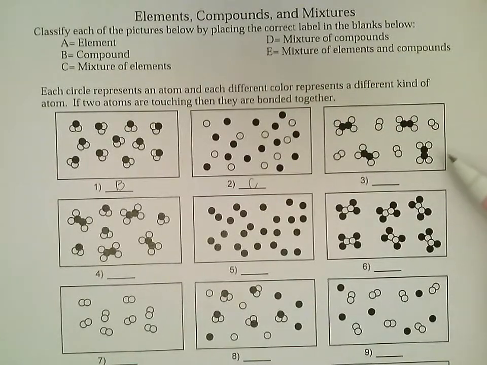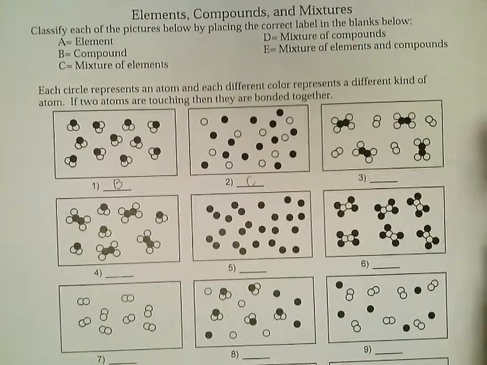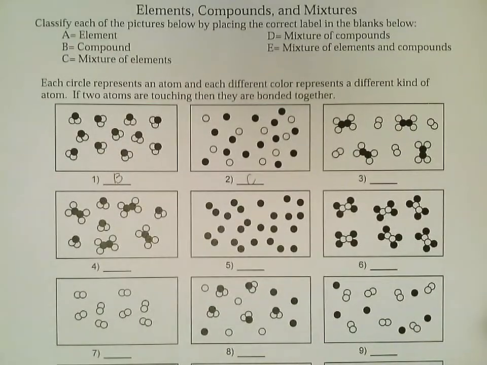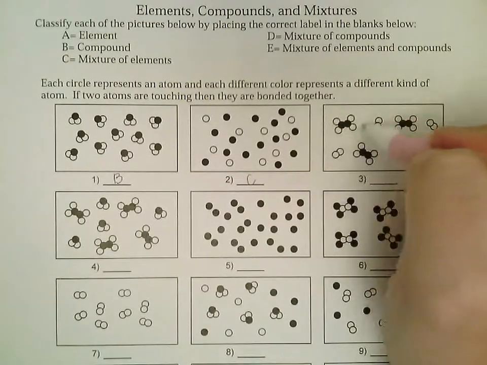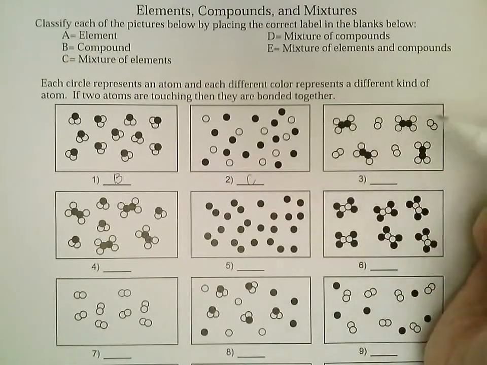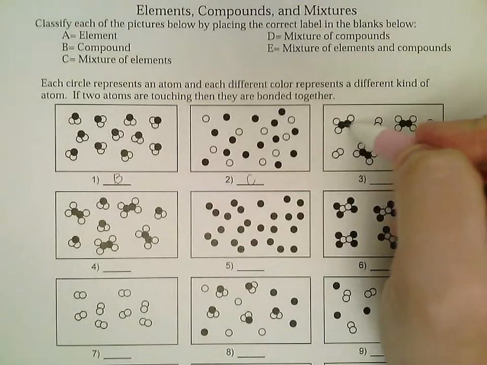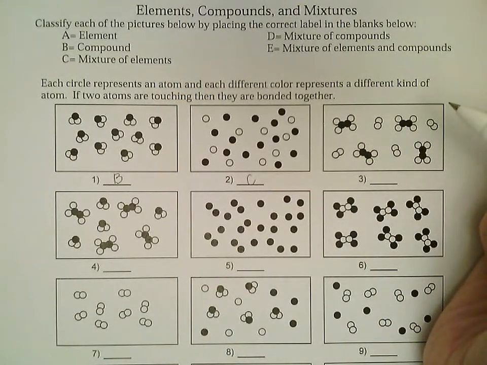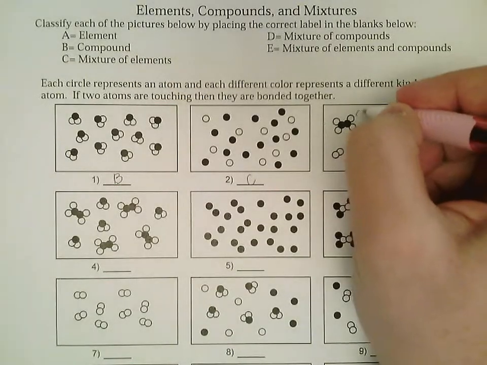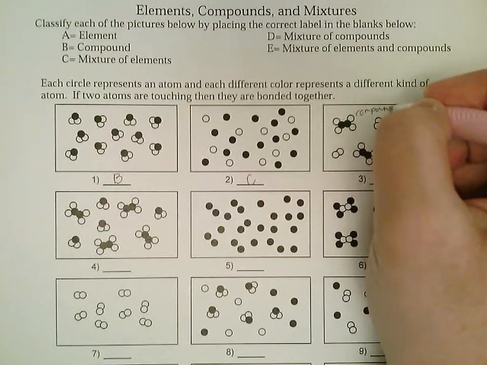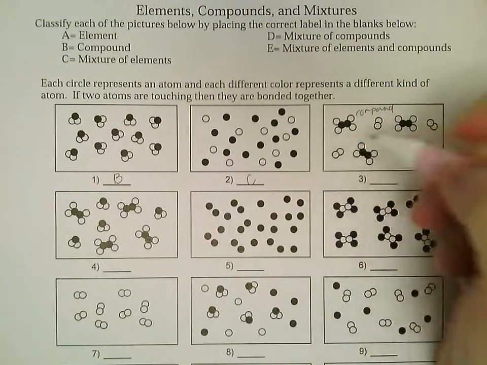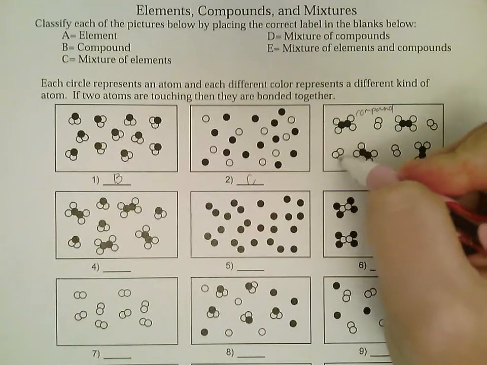Let's check out number 3 over here. These are not all the same, so I automatically know this has to be a mixture. So now I need to decide, is it a mixture of elements, compounds, or elements and compounds? So let's check this first one out. I have 4 uncolored dots and 2 colored dots touching, so I know that that's a compound. So then I need to look at the other substance in there. That's 2 of the same color.